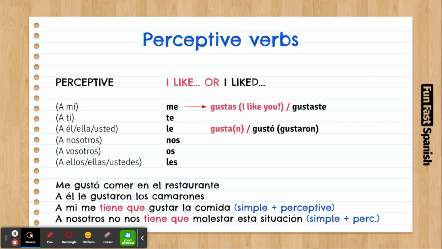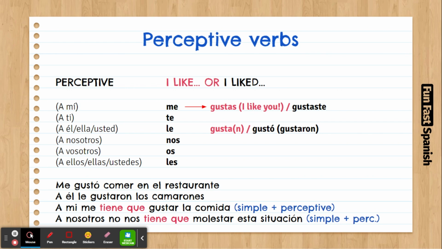Today's video is going to be about perceptive verbs again. This topic is really important and we have to repeat it and review it several times, because perceptive is a structure that is used for some verbs and it's really necessary to study it and to practice it quite a lot of times to finally nail it.